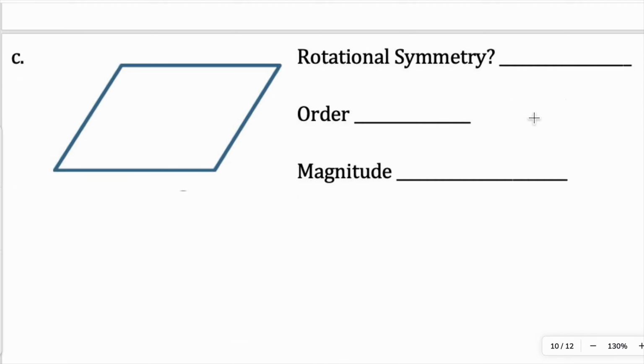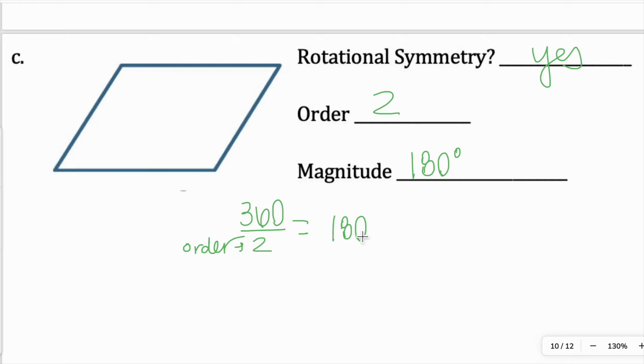For this guy, we do have rotational symmetry. There are 2 orders for this one. And the reason is because our magnitude is going to be 180. So if you think about how do I get 180, I split 360 in half. So right here is telling me my order so that I can get my 180 degrees magnitude.